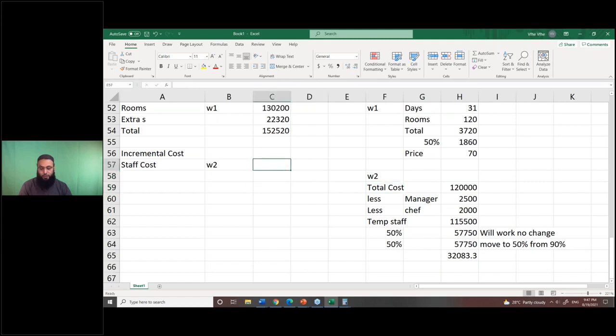So it's simple. For staff cost, this 50% is an incremental one, and the other relevant one is 32,083. So in total, I'll be taking these two figures. Right? I hope this is clear to all of you and no issue at all as far as these calculations are concerned.